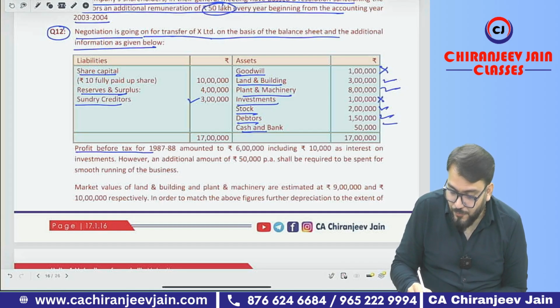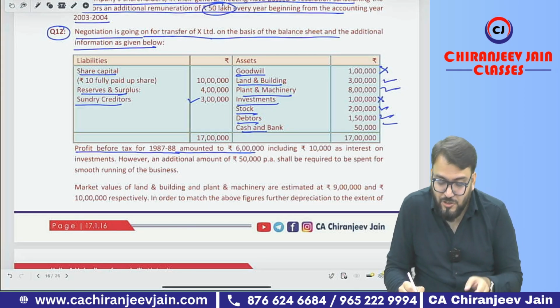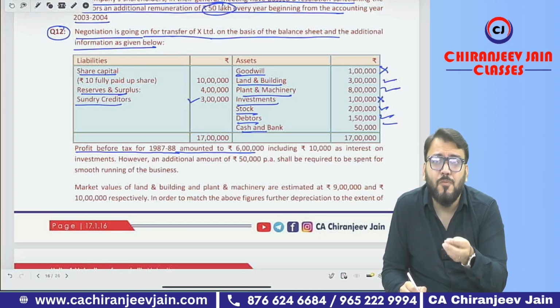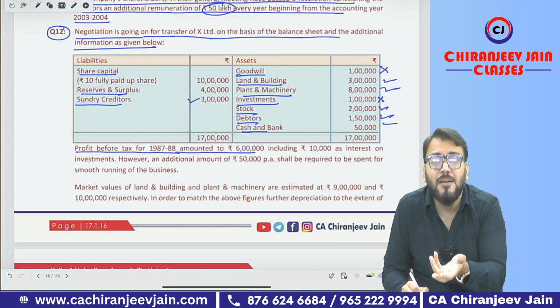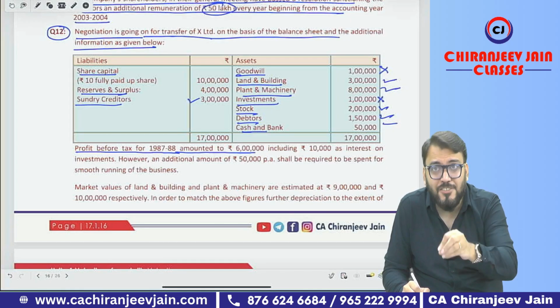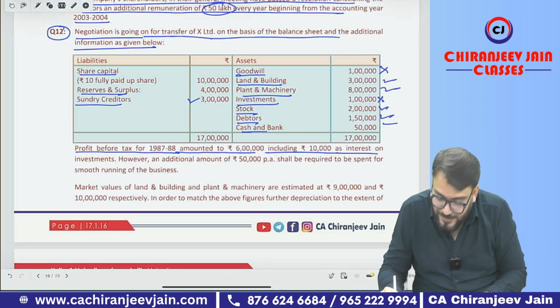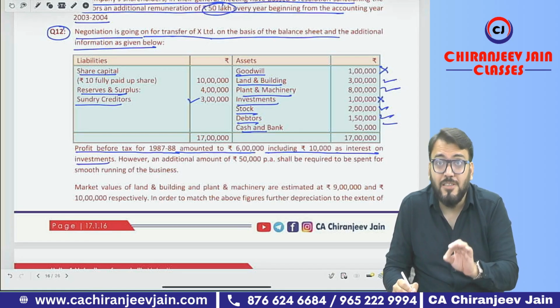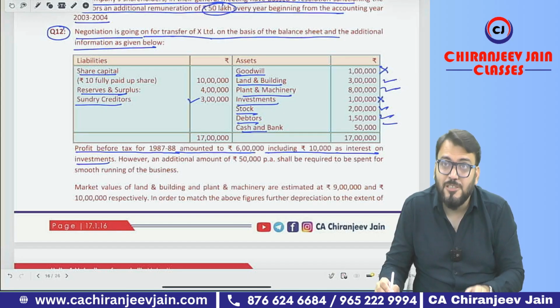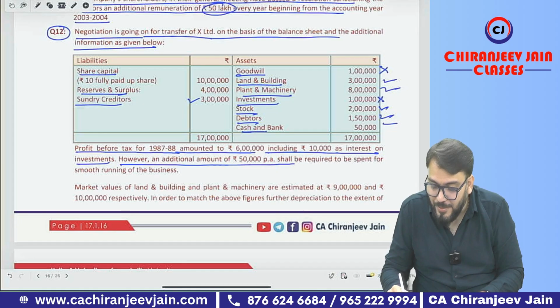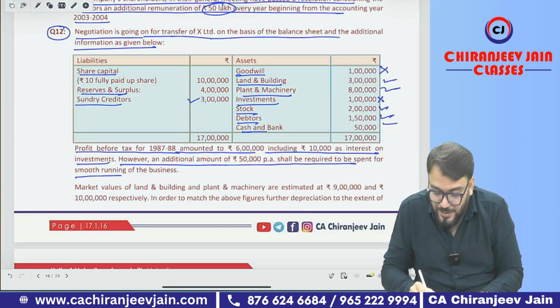Profit before tax for 87-88 amounted to 6 lakh. You can see they have given only last year profit. Whenever only last year profit is given, that profit will be considered. Only 1 year profit is given, so there is no need to find out average. That profit will become FMP. You need to find out adjusted profit of last year only. Got this point? Including 10,000 as interest on investment. So one thing we have understood, if they have given interest on investment, the investment is non-trade. However, an additional amount of 50,000 per annum shall be required to be spent on smooth running of business.